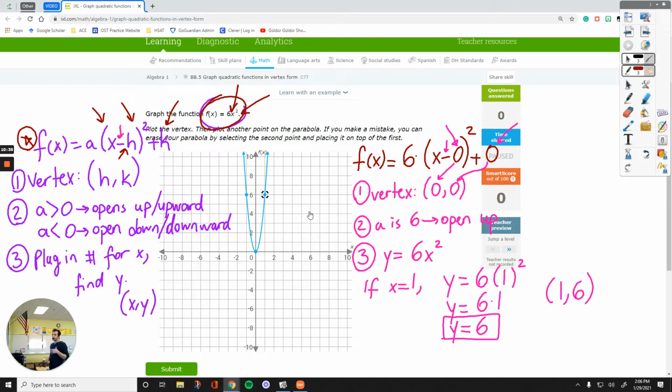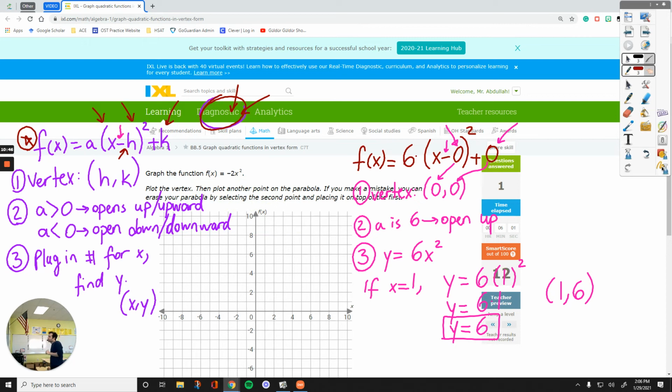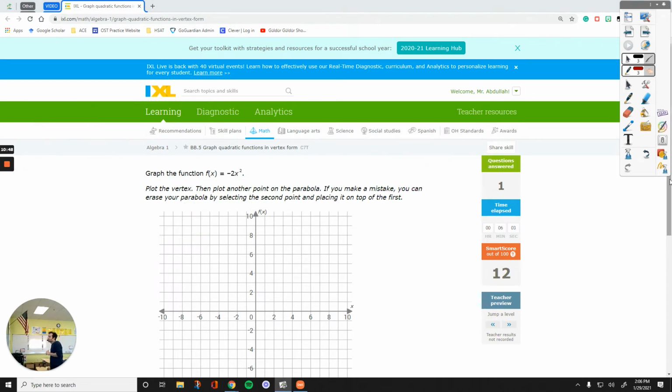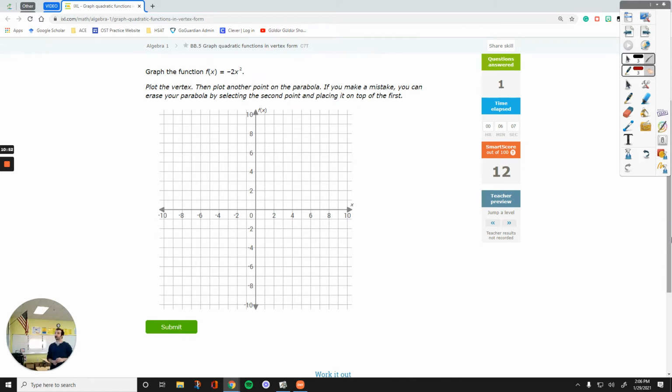We plug in 2 points, and then IXL connects them for us. But you're not going to have that luck all the time. You might need to draw your curve in many other occasions. But IXL does that for us. Okay, let's deal with this one.